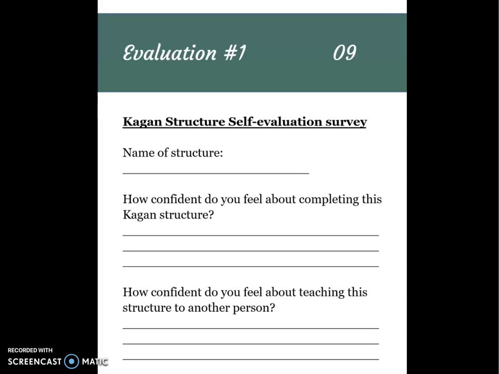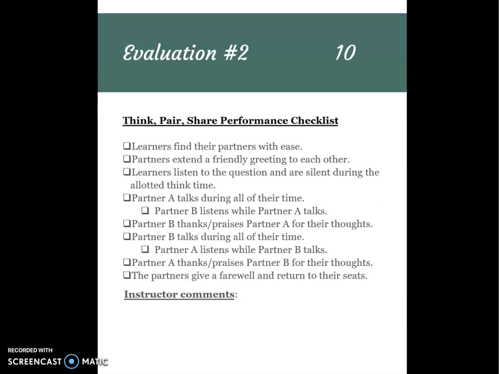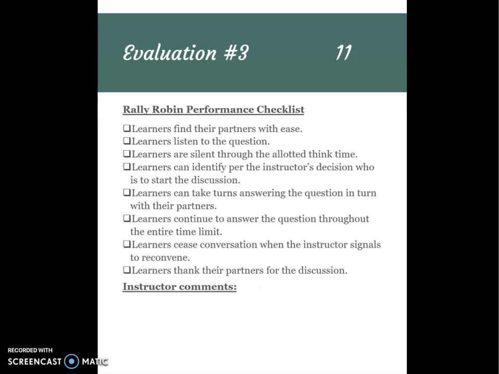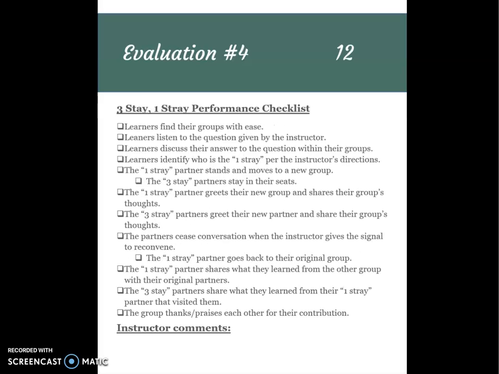This first evaluation is the self-evaluation for learners to complete after each structure about how confident they feel about it. So there's only 1 copy in this book, but in the participant guide, they will have a copy for each structure. So they have 3 copies. And then these are the performance checklists for the instructor to complete for each structure.